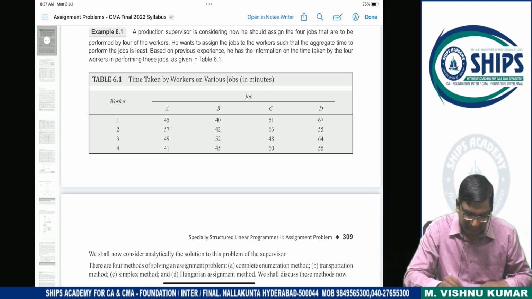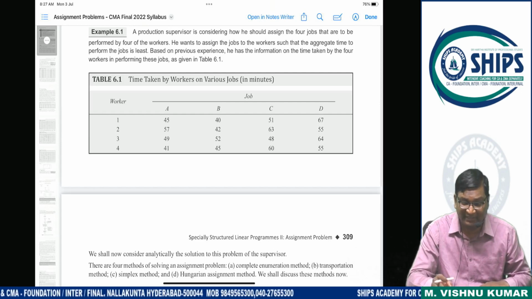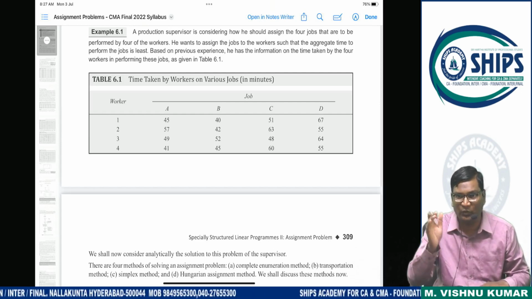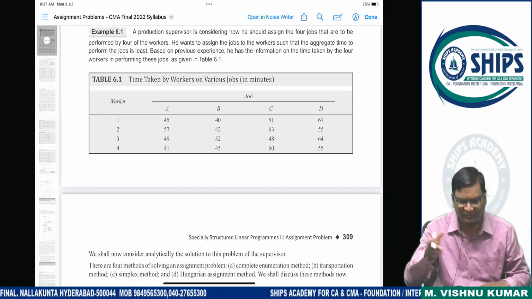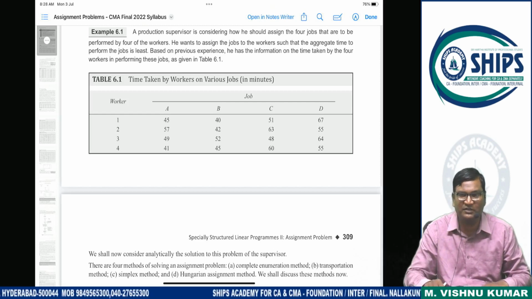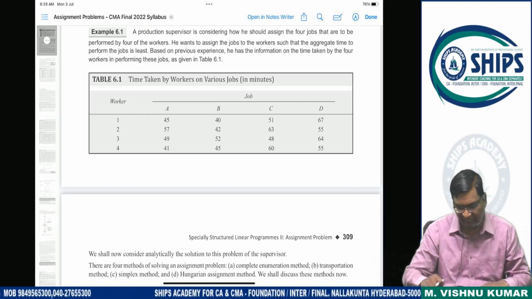So it means which job should be given to which worker, we have to decide by proper arrangement, so that your total time should be minimum. That is called as assignment procedure. Now this assignment procedure can be done in 4 different ways.